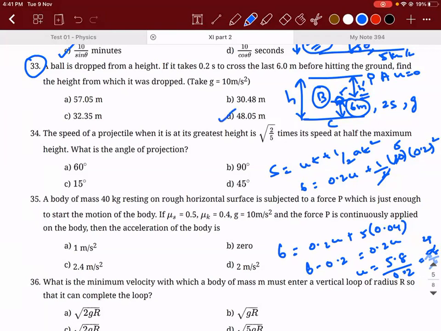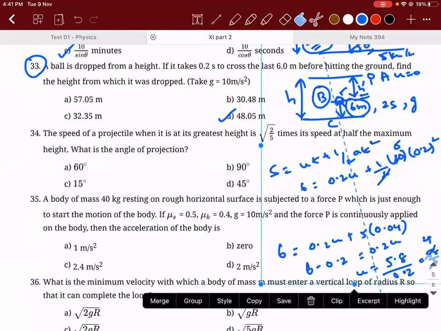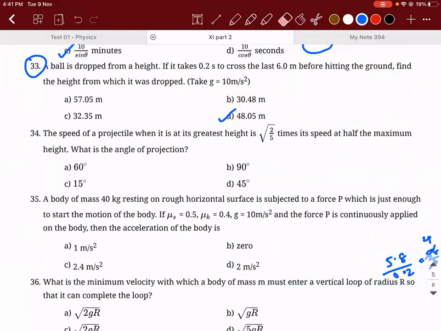Okay. The speed of a projectile when it is at its greatest height is root 2 by 5 times the speed at half of the maximum height. What is the angle of projection? So what is the speed with which the particle will be at the top? It is u cos theta. So u cos theta is equal to root 2 times root of 2 by 5.